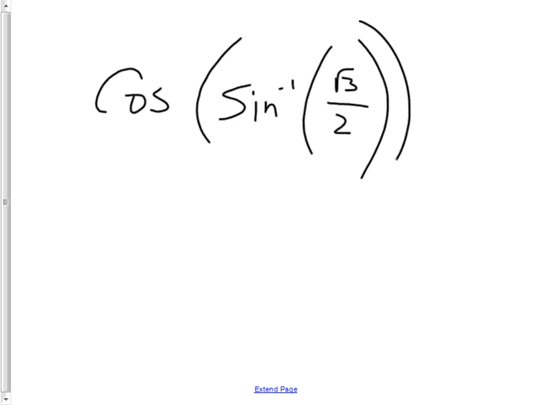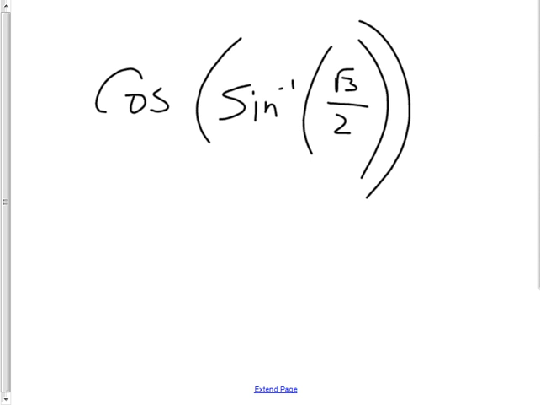I'm going to go cosine of inverse sine of root 3 over 2. That's a typical, normal problem. I'll pause for a second while you're working on that. Okay, I'm back. Let's see.